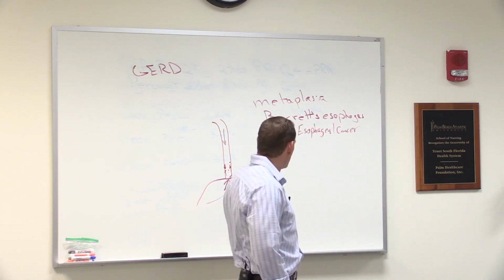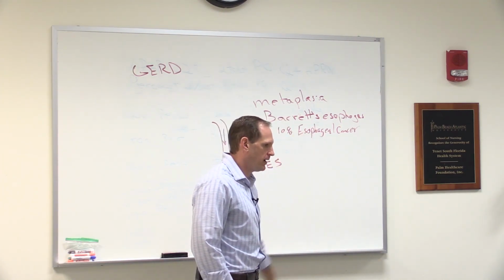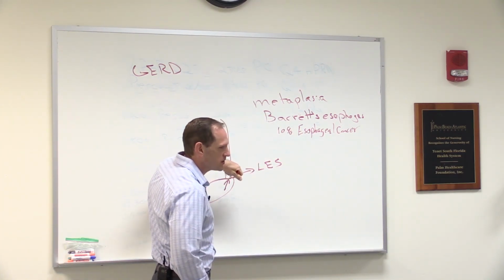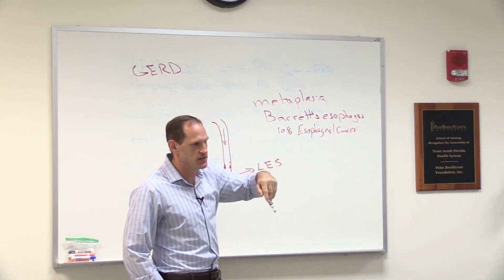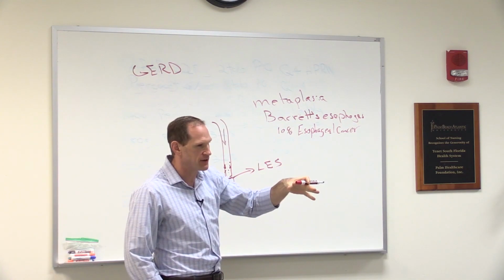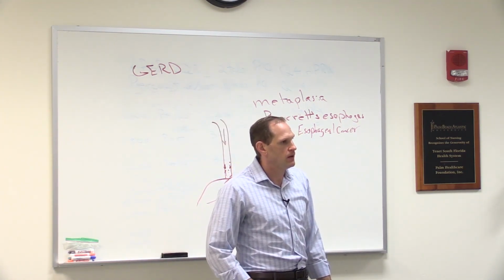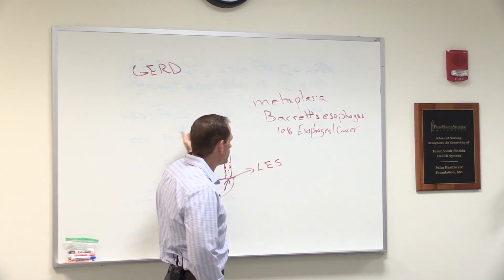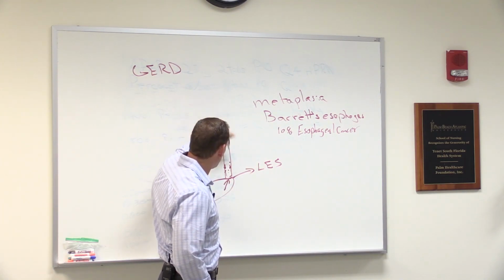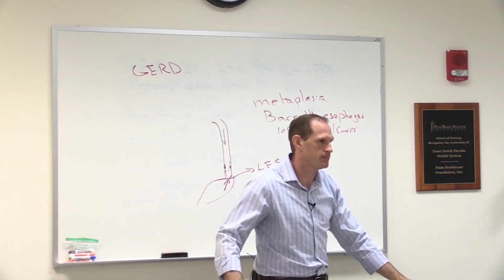So, how do we evaluate heartburn? There's a couple ways. One, we can put a probe down the patient's throat, and it stays in there for 24 hours and measures the acidity in the esophagus. Another thing we can do is an endoscopy, where we put a camera down the patient's throat and we look, using the camera, at their esophagus and stomach.